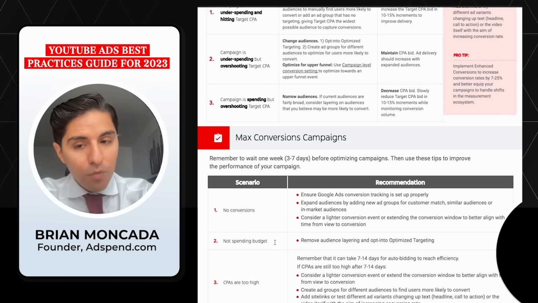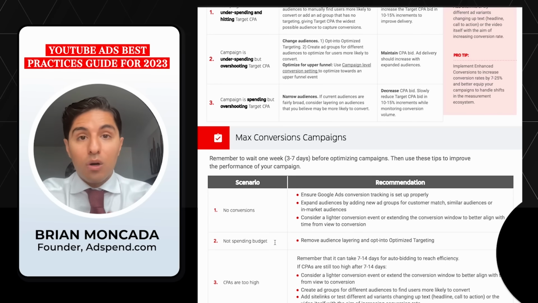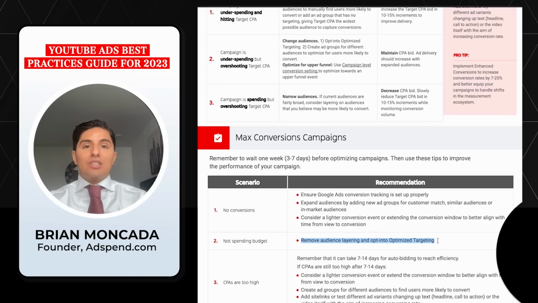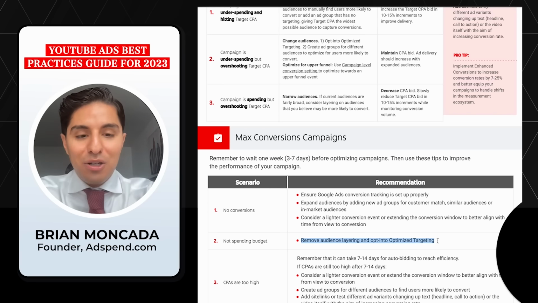Now, scenario number 2, max conversions isn't spending any budget, which is very rare, by the way, because again, it's a more aggressive bidding strategy. Remove audience layering and opt in to optimized targeting. If it's not spending any budget, that means your audience just isn't big enough or just isn't applicable. So just remove any specific audience and go for optimized targeting, whoever Google Ads thinks is going to get the best conversions for you.